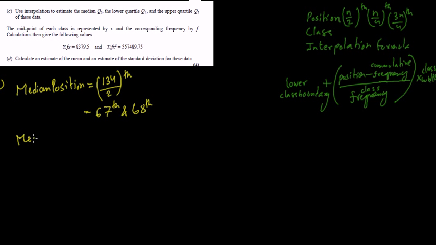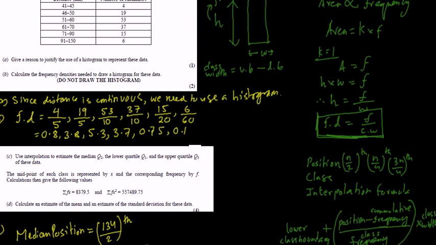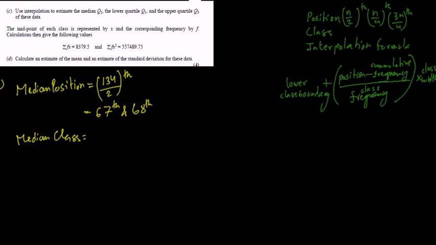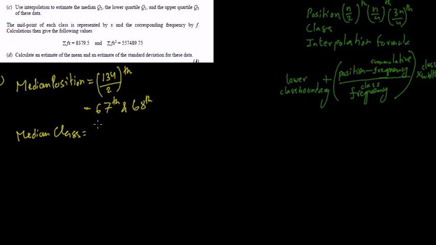Then median class. So let's count where this is, the 67th and 68th position. So 4th position plus 19 is 23. 23 plus this is going to be 70 something, so roughly 51 to 60. This is going to be the median class. 61 to 70. So 61 to 70. Here 2 positions doesn't really matter because it's the same class.